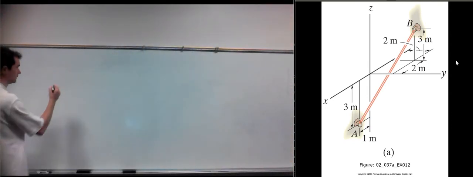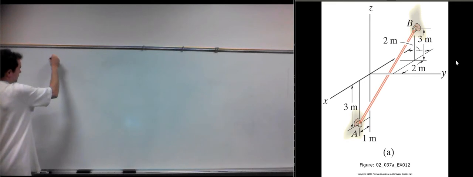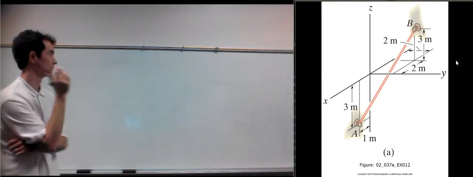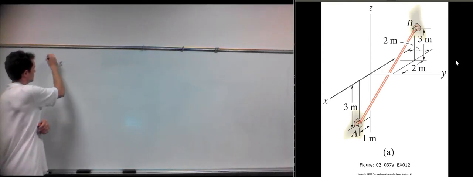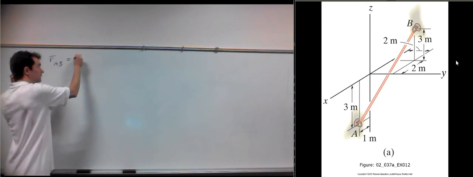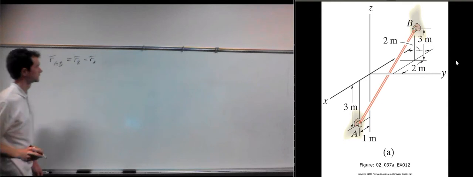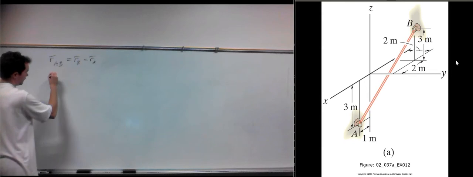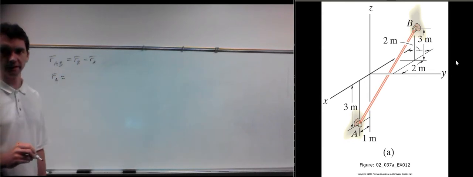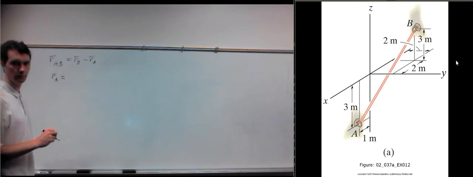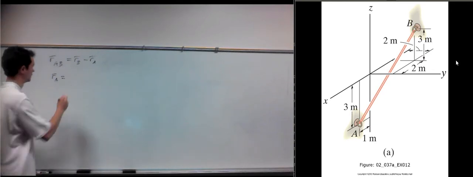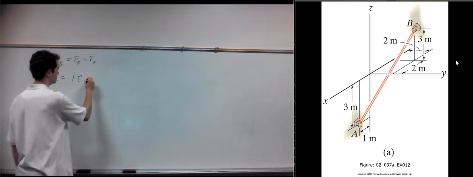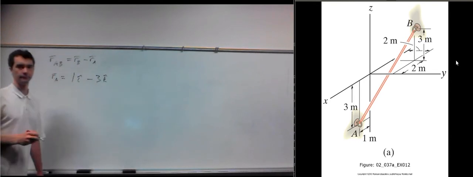So we'll just start off defining the vectors again. So we want to find from A to B. So we want to find R from A to B. And that's equal to RB minus RA. So what we need is the vectors RB and RA. We'll start off with RA. And point A is in the XZ plane. So the X component is 1I. And then Z is -3, so minus 3K.